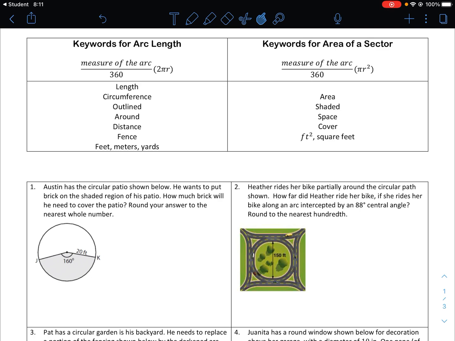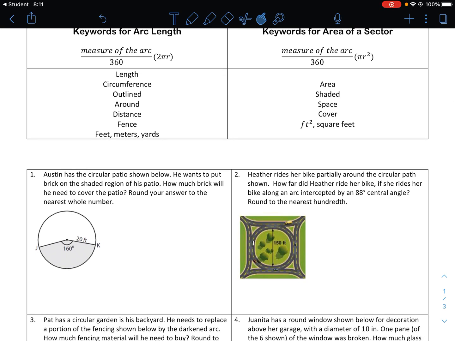For number 1, we're told that Austin has the circular patio shown below. He wants to put brick on the shaded region of his patio. How much brick will he need to cover the patio? Round your answer to the nearest whole number. For this one, we want to use area. We can see that the word shaded is included in our word problem. We're going to try and find the area of this region here.